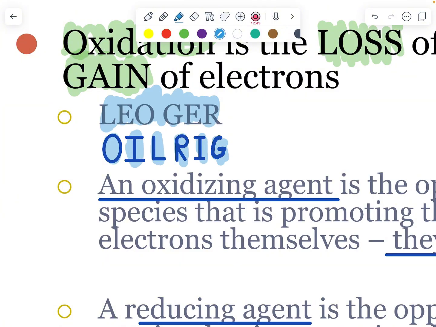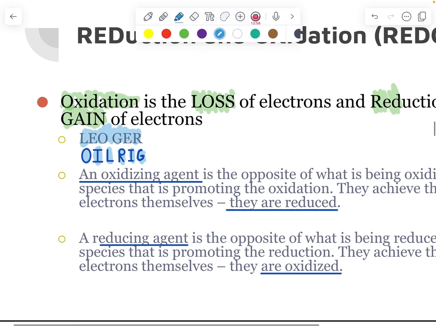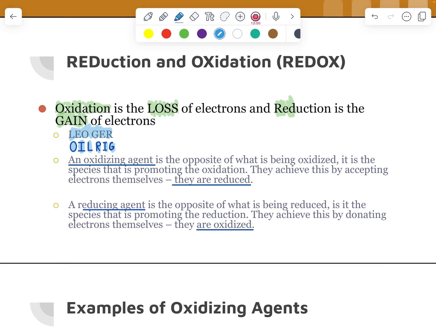But Leo the lion says the loss of electrons is oxidation, and he says GER, which is the gain of electrons, is reduction. So an oxidizing agent is the opposite of what is being oxidized. It is the species that is promoting the oxidation. So we know that a species is an oxidizing agent because it gets reduced in a reaction. And similarly, a reducing agent is the opposite of what is being reduced. It is the species that is promoting the reduction. So they are oxidized, which means that they lose electrons, and an oxidizing agent gains electrons.